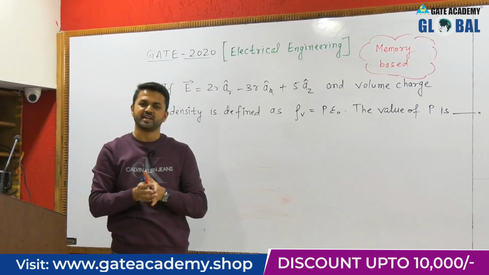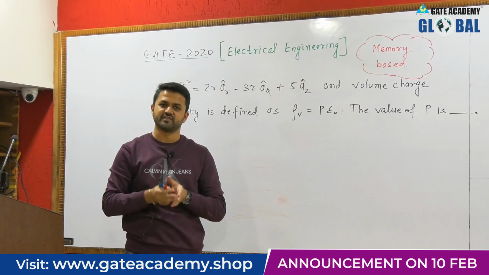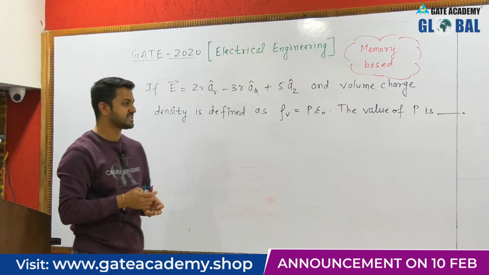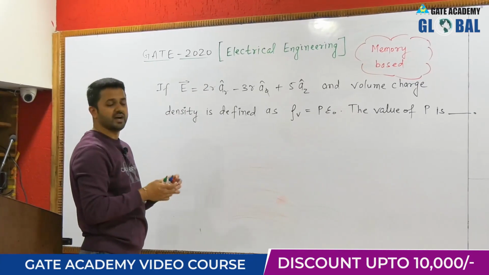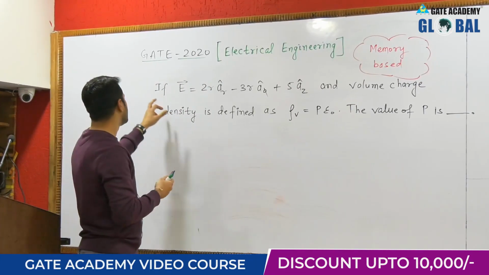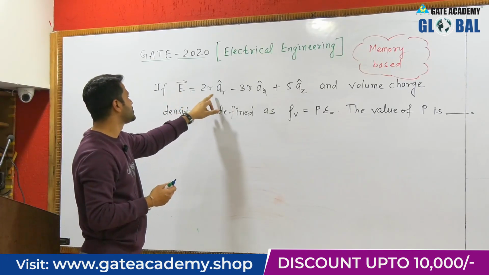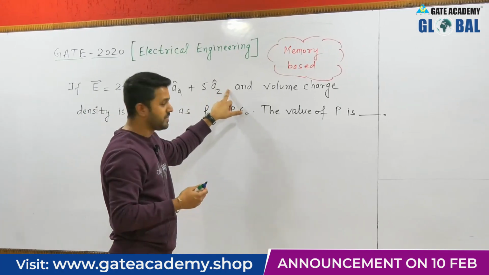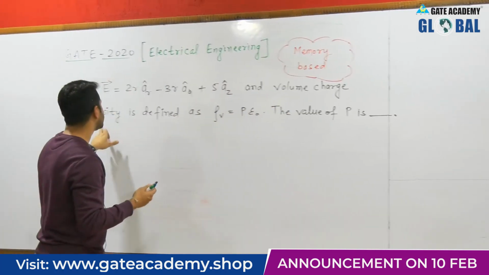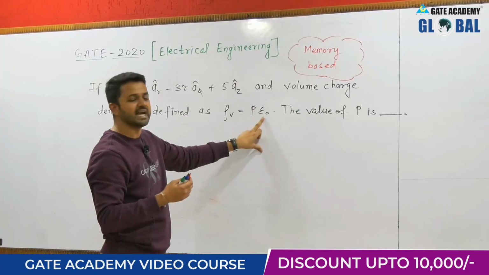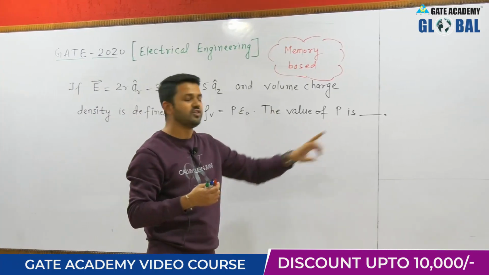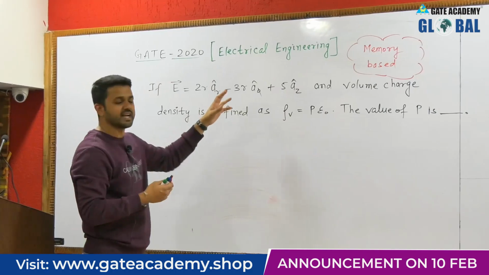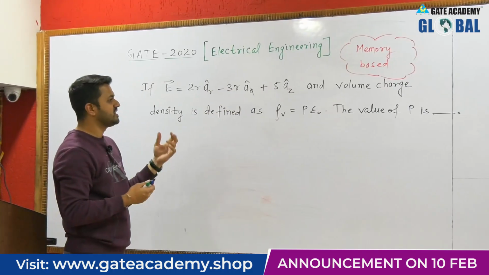So GATE 2020 branch electrical engineering, we have another question from the subject electromagnetics. This question is based on memory. If the electric field is 2r a_r minus 3r a_phi plus 5 a_z volt per meter, and the volume charge density is defined as rho_v equal to P times epsilon naught, then the value of P is. In this question the data can be changed, but the type of question is the same.